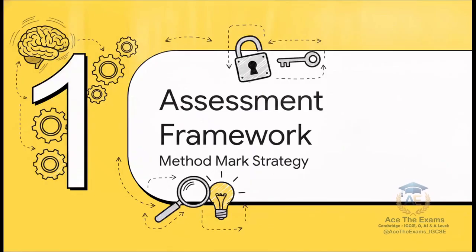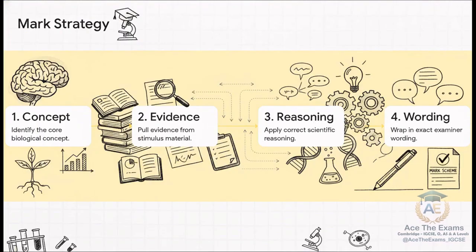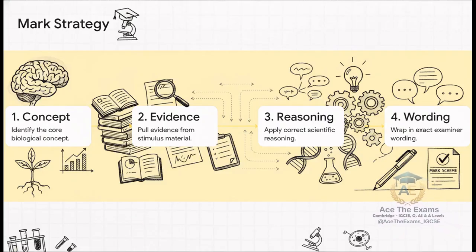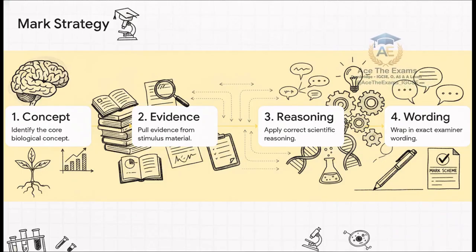Which brings us to Section 1, Unlocking the Assessment Framework and the Method Mark Strategy. Now, I'm going to reveal the exact examiner clue that flips your answer from a 0 to a hero in just a second. But first, you need the actual framework. Look, top-tier students don't just memorize textbook facts. They use this 4-step method mark strategy to show a deep connected understanding that works even in weird, unfamiliar contexts.